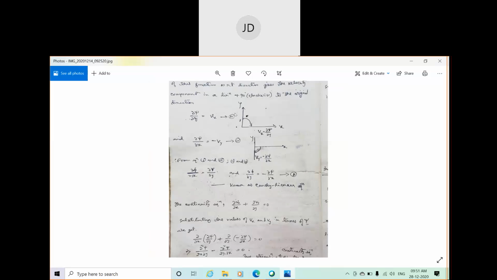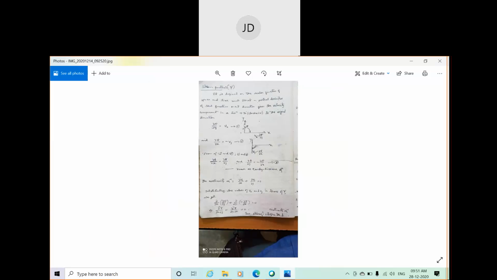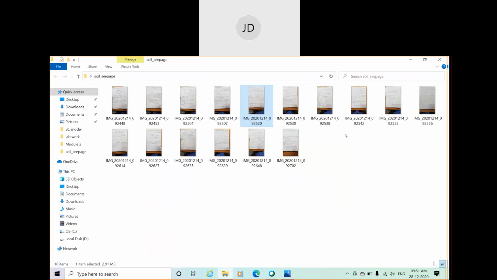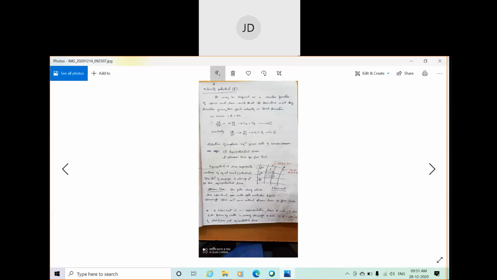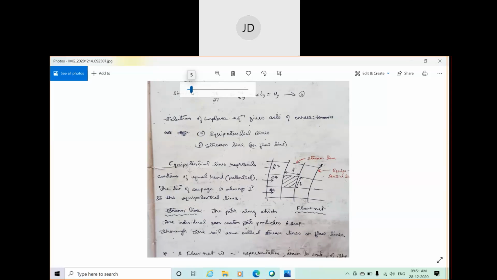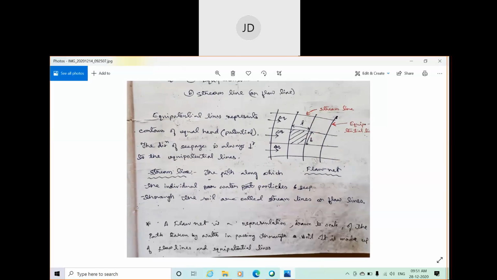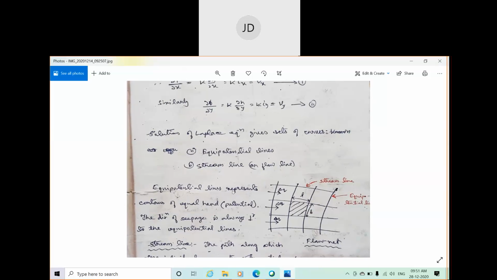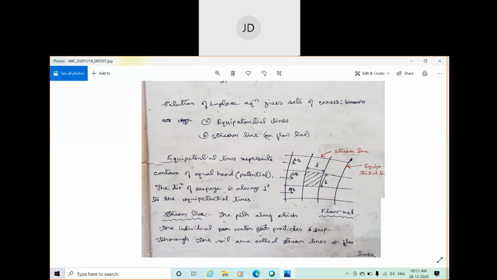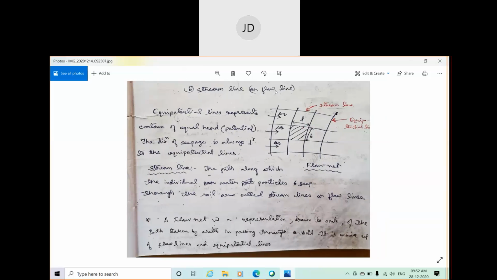Okay, after these two definitions, that is velocity potential and stream function, let's discuss the graphical representation of these two parameters, and that is known as the flow net. I just want to go back to that first image. The solution of the Laplace equation gives sets of curves. They are known as equipotential lines and streamlines. So this Laplace equation can be represented graphically by the use of a flow net. Now, what is a flow net?